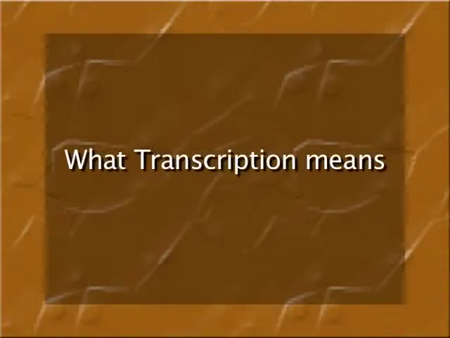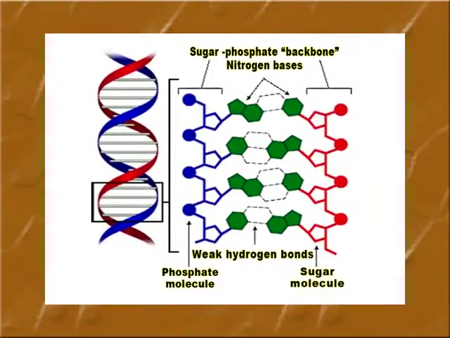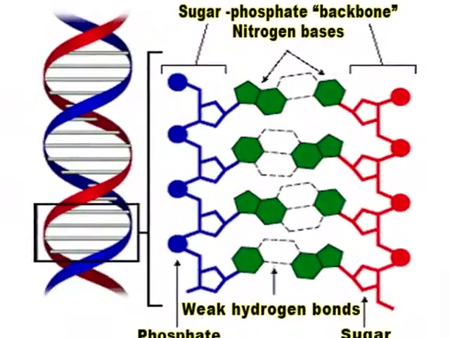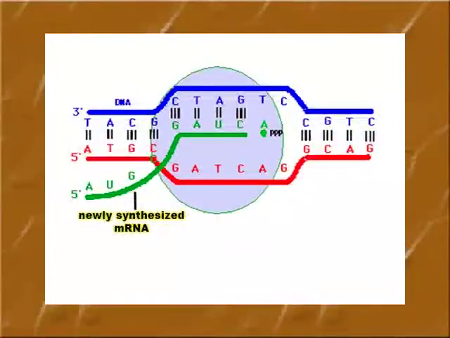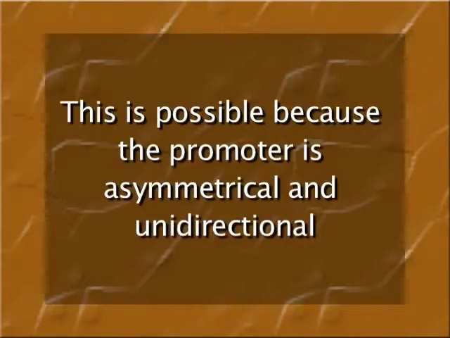Now, what does transcription mean? Transcription is the synthesis of RNA which carries the genetic information present in DNA. The DNA is double-stranded and can theoretically code for two separate RNA molecules. However, it has been found that only one of the two strands of the gene is transcribed. Only in a few exceptional cases are both strands transcribed. This is possible because the promoter is asymmetrical and unidirectional.